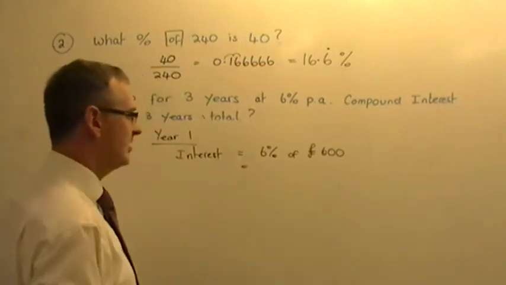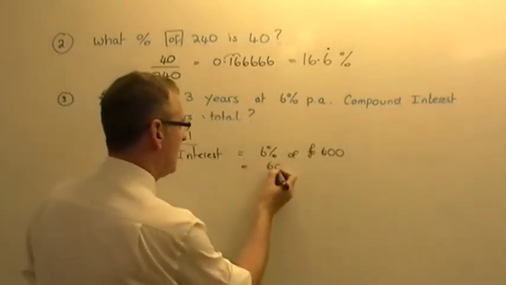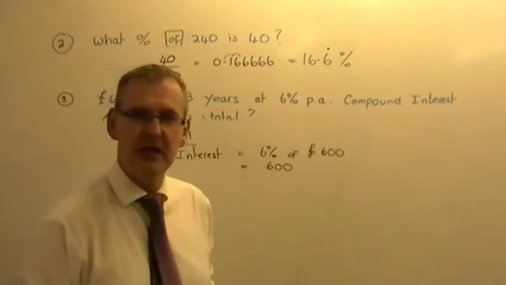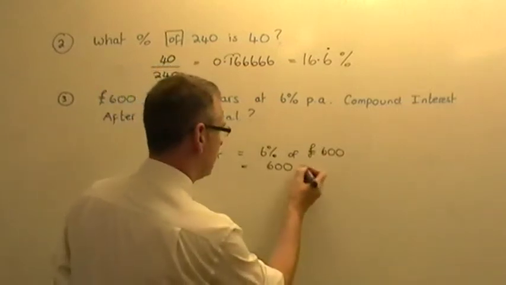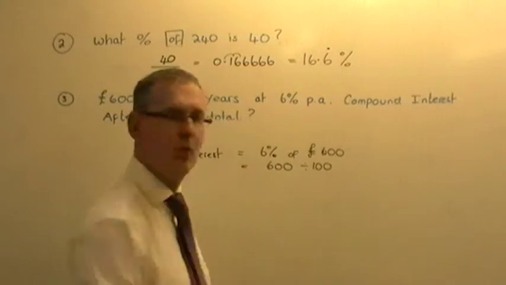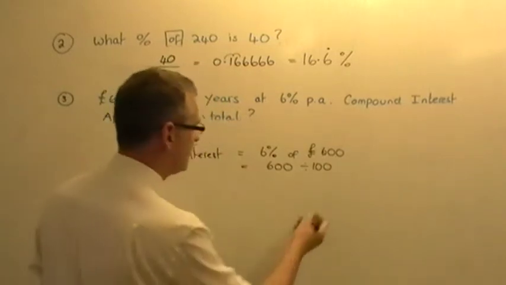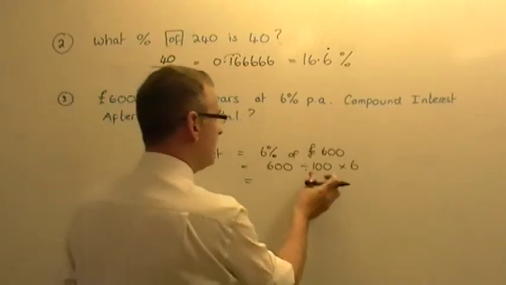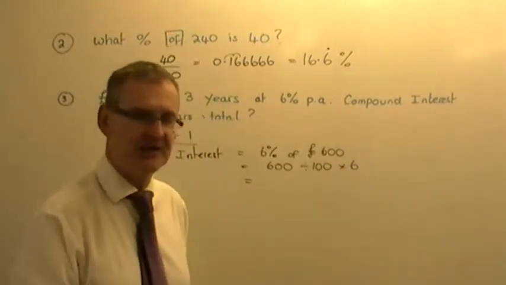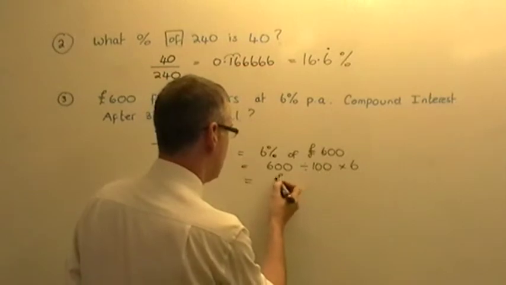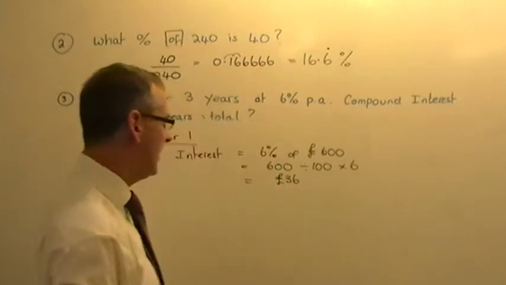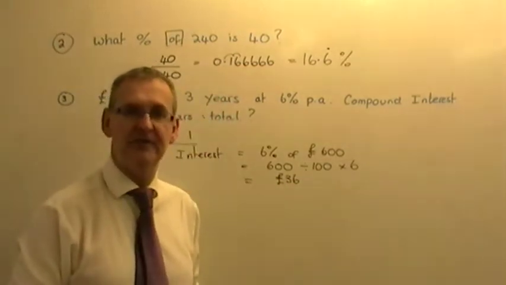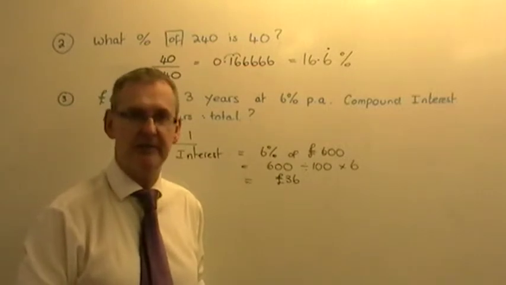Well, 6% of £600 you work out by saying, take the 600, let's work out 1% first, let's divide by 100, that gives you 1%, and if you want 6%, times that answer by 6. 600, divide by 100, that's 6, times by 6, you get £36. So the interest given to you by the bank for the first year is £36.